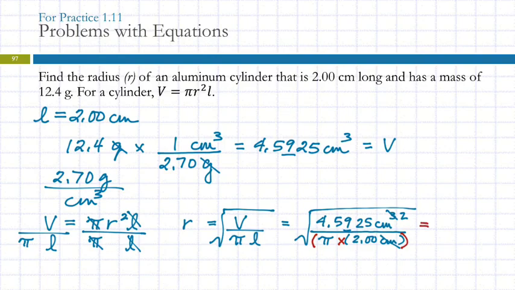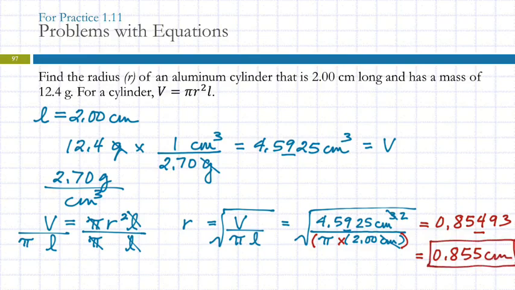So I'm getting, I should have 3 significant figures because this one had 3 sig figs, that one has 3. Pi has a lot more. 0.85493. So that's going to round to 0.855 centimeters. That's the radius of the cylinder. Any questions?